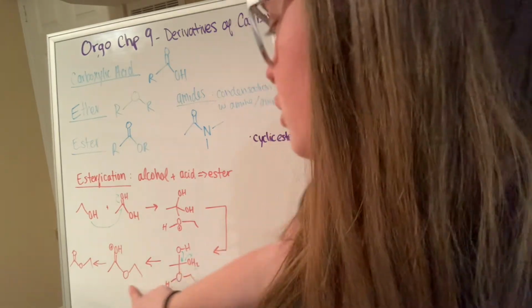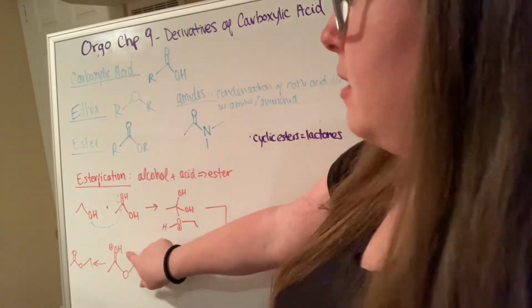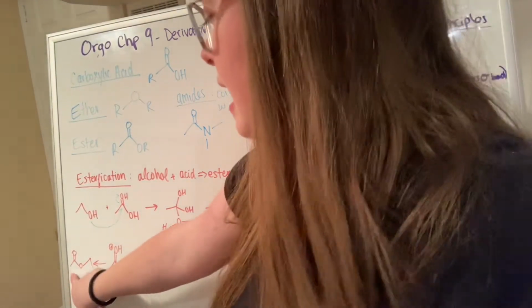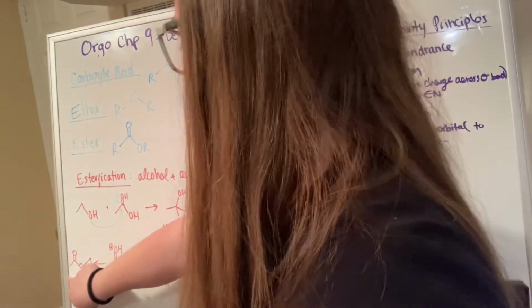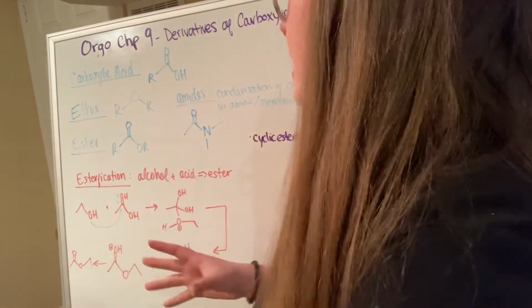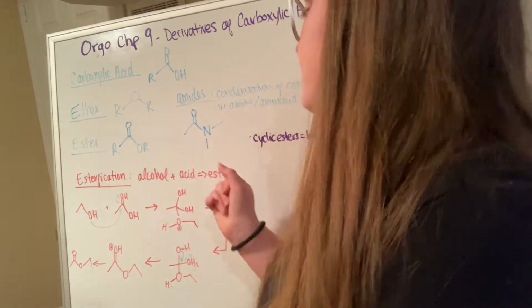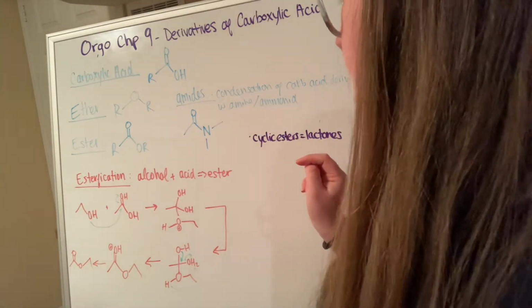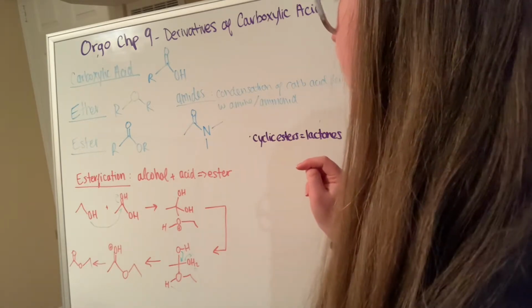And this is the structure we're going to have. But again, we have a positive oxygen because it has 3 bonds, and we're going to get rid of this hydrogen, and then we're going to be left with our ester. So that is the basics of esterification. Just trying to see if there was anything else I missed here. I think we covered it.